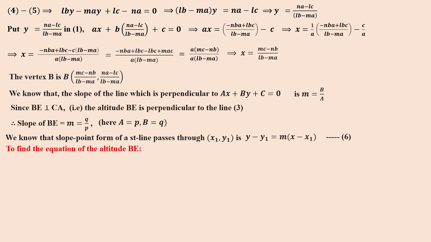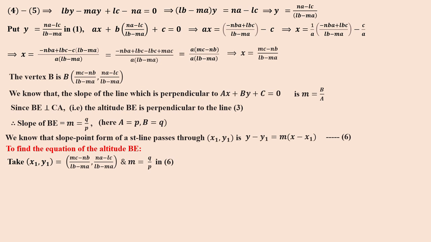This is equation number 6. To find the equation of the altitude BE, take (x1, y1) as the vertex B, that is the point B, (MC − NB)/(LB − MA), (NA − LC)/(LB − MA), and the slope m is nothing but Q by P.